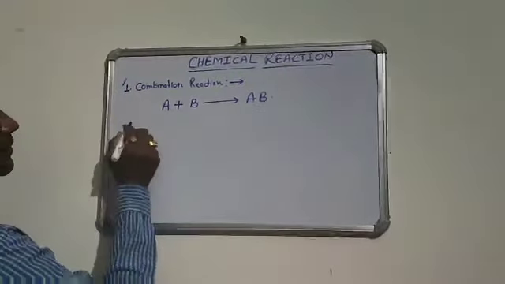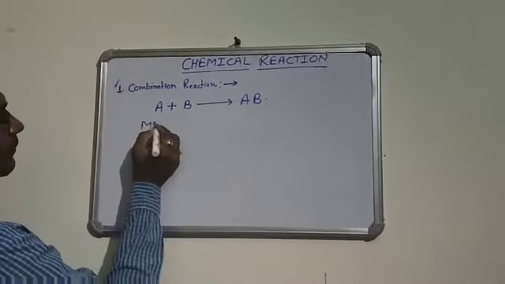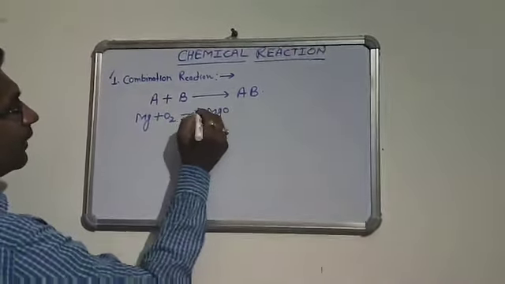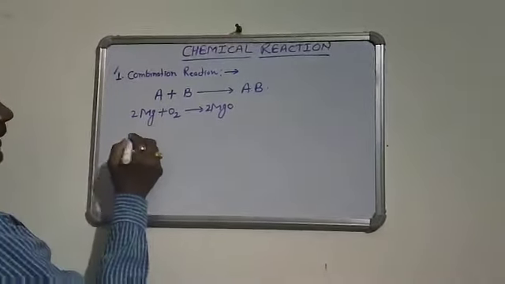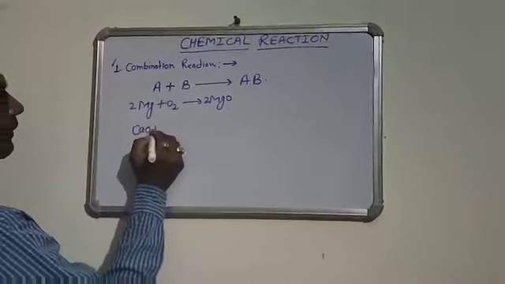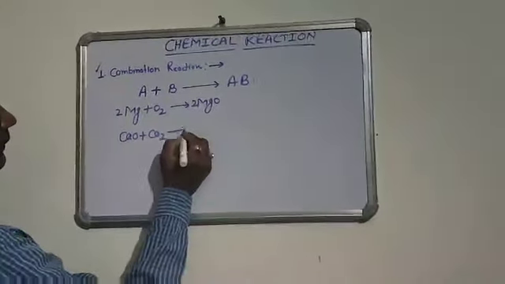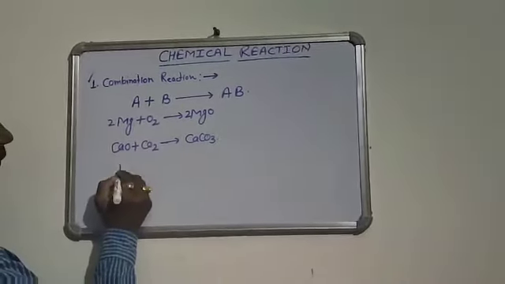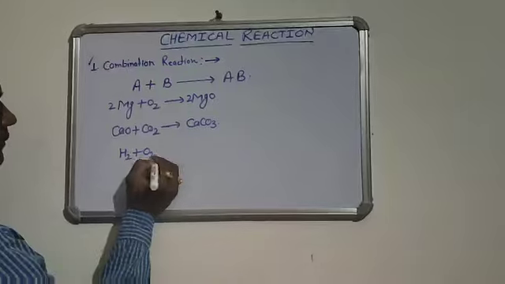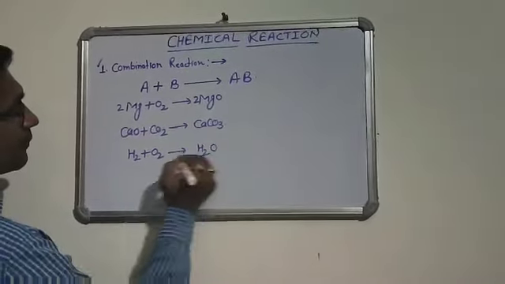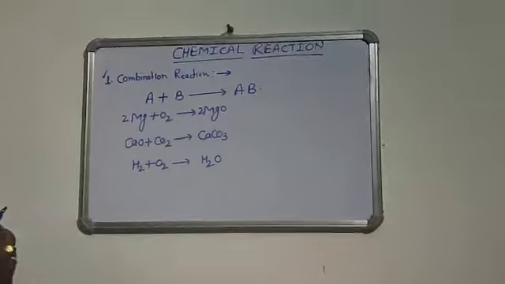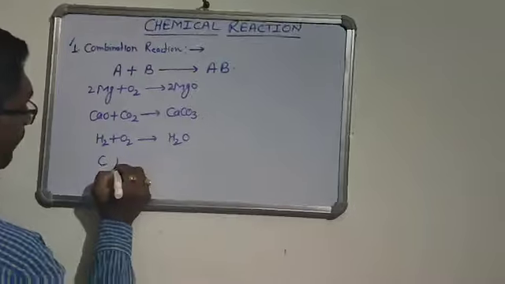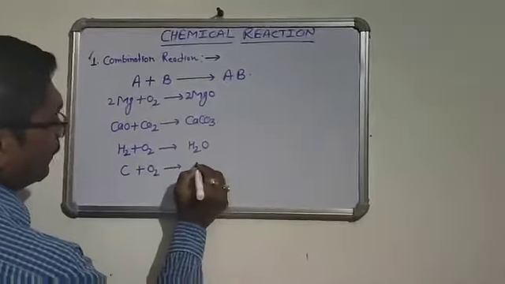An example of the combination reaction: suppose we have magnesium plus oxygen, it gives magnesium oxide. Second reaction, suppose calcium oxide plus CO2, it gives CaCO3. These are examples of combination reaction. One more example is H2 plus O2 gives H2O. And another example is carbon plus O2 gives CO2.